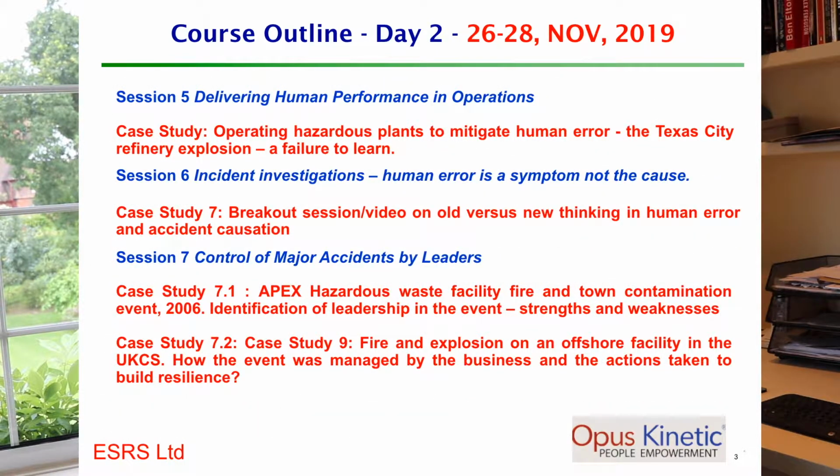Day two. Session five, delivering human performance in operations. How does that get achieved in practice? Well, from the leadership point of view, how to do effective leadership visits to improve human performance during the execution of tasks, the benefits of dynamic risk assessment, recognising hazards, providing some resilience through the effective management of change process on personnel, and continuous improvement using the lessons learned process. So we actually learn from why we make mistakes and how to correct them in the future. Day two finishes with operating hazardous plants to mitigate human error and looking at the Texas City refinery explosion.